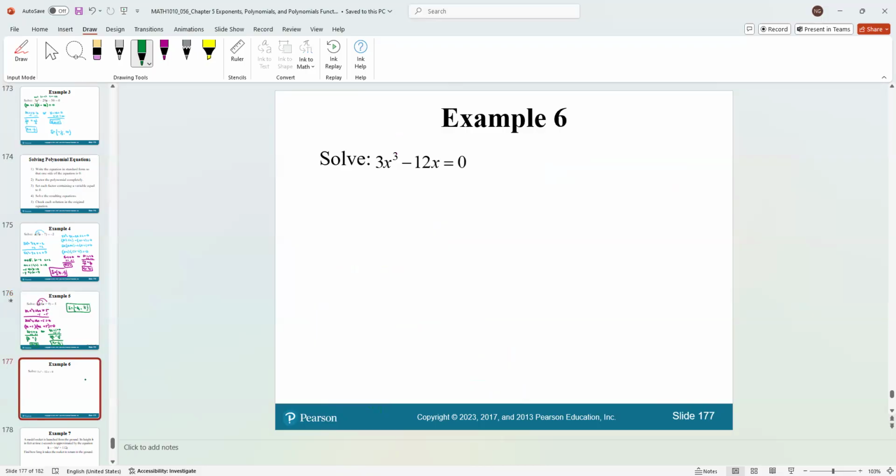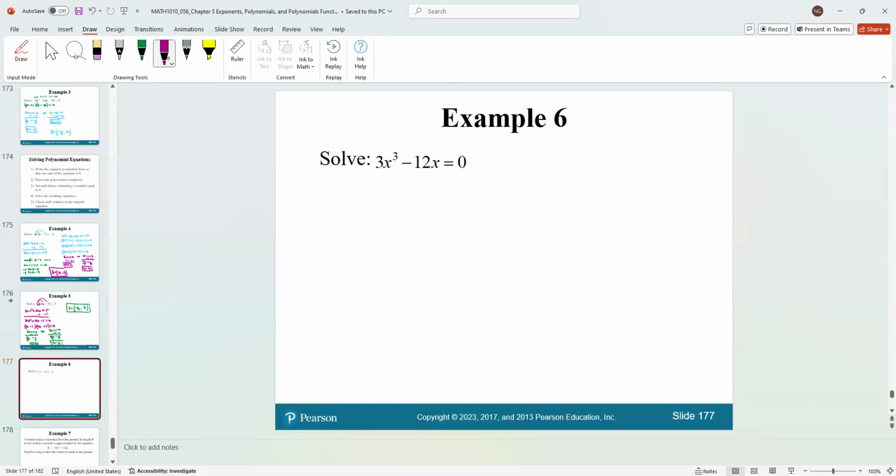All right, number 6. Again here, this one is a little bit different. You don't have 3 terms, but you have 2 terms. One of them is power 3. So far, we haven't solved any equations with a degree 3. But any equation that you need to solve, you need to factor and set equal to 0.